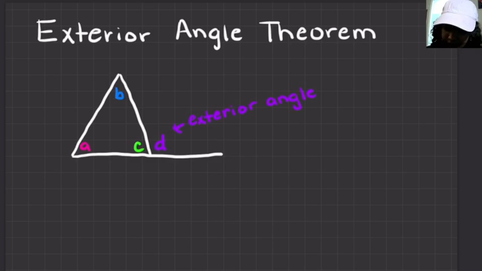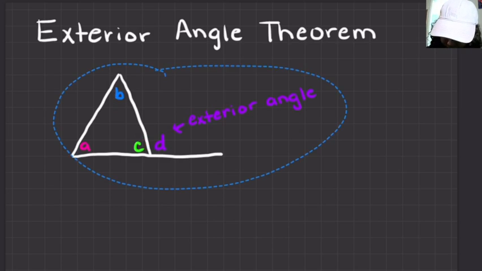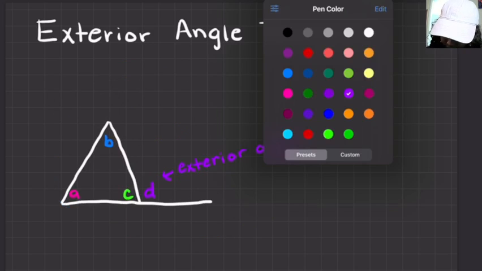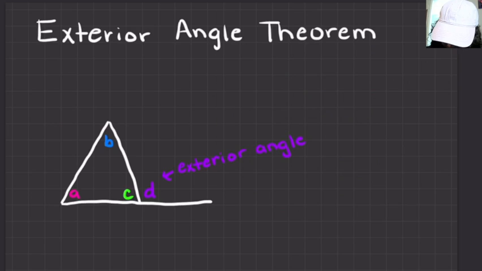And notice that it has to be connected or next to one of the angles inside or within the triangle. So for example, if I were to do something like this, that would not be considered an exterior angle because it's not continuing the side of a triangle. It's just me drawing an extra line there, okay? So your exterior angle has to continue one of the sides of your triangle, okay?